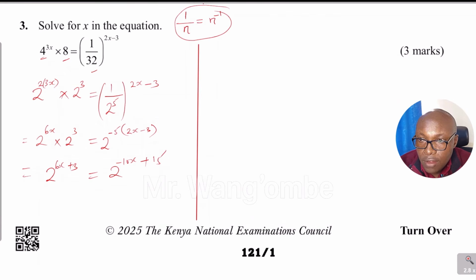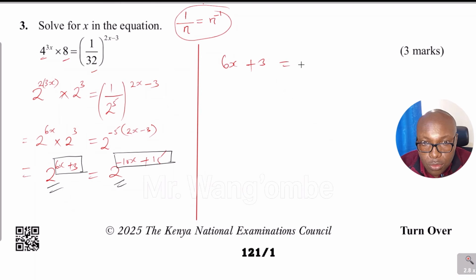So now, because you have the bases being the same on both sides, you can simply equate the powers. And this will give 6x plus 3 is equals to negative 10x plus 15. So like terms together, you have 6x plus 10x is equals to 15, subtract 3. So this will give 16x is equals to 12.